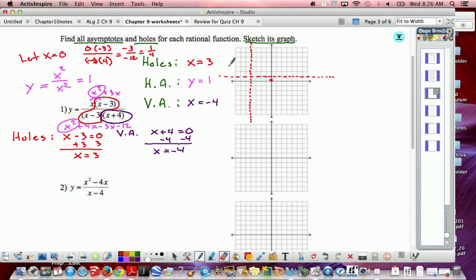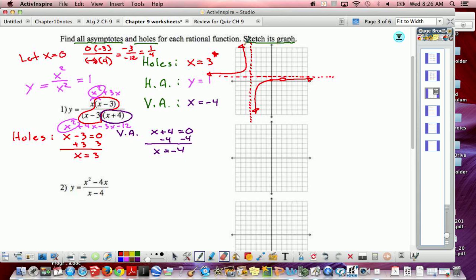Now when I sketch this, the other thing I need to be aware of is my hole at 3. So when I go to 3 here, I'm going to have a hole. So when I sketch it, it'll look like this and something like this.